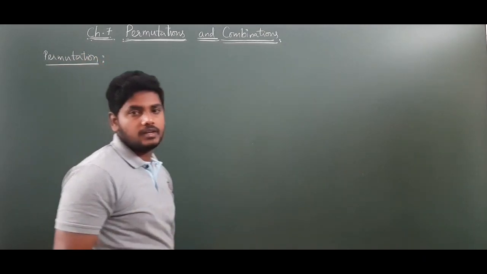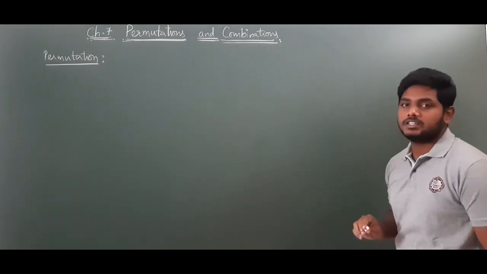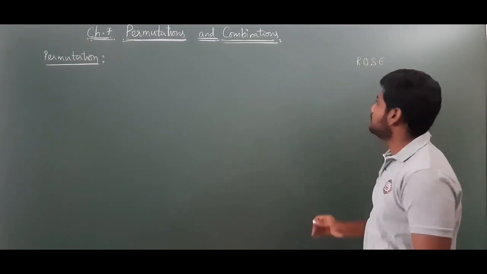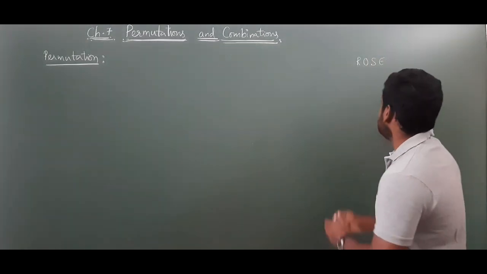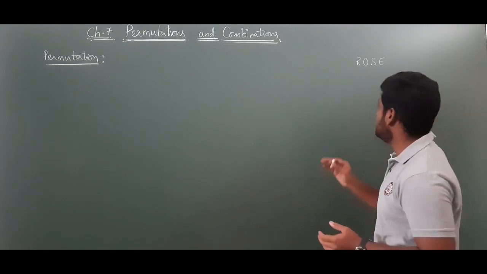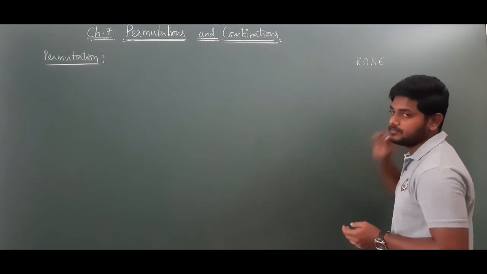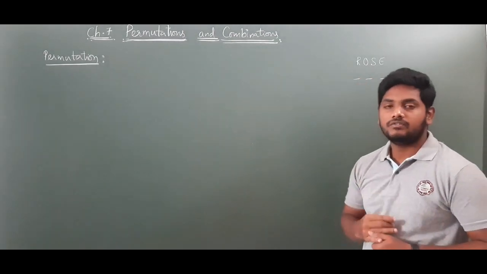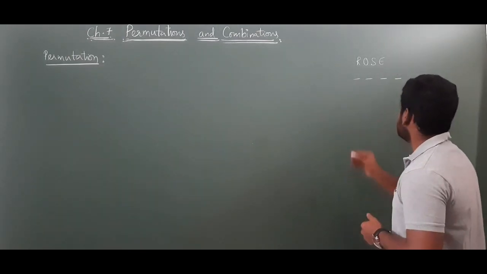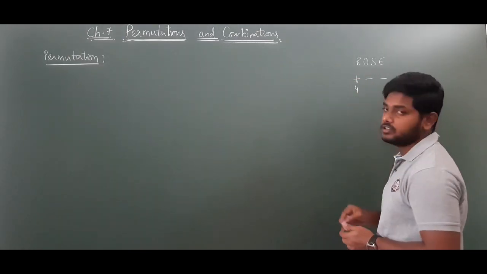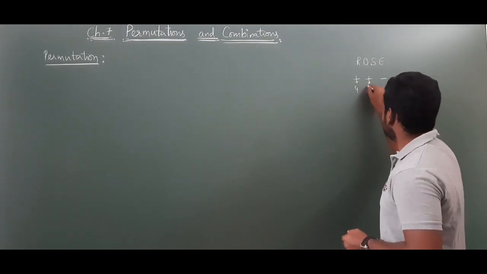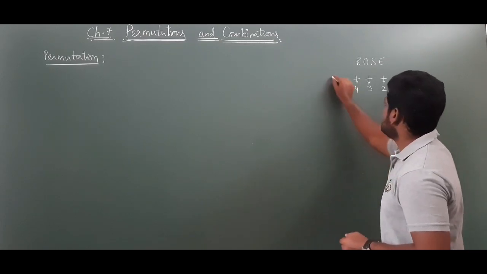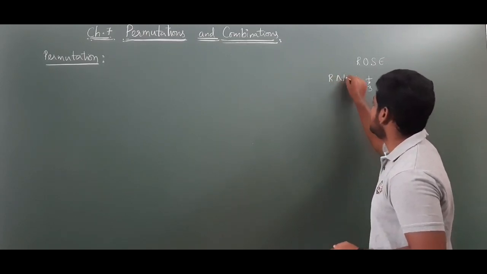See, for example, in the previous session we discussed some problems like arranging the word ROSE in a number of possible ways. For example, by using the letters R, O, S and E, how many 4-letter codes can we form? First we will have 4 choices, second we will have 3 choices, third we will have 2 choices, fourth one we will have 1 choice, when repetition is not allowed.